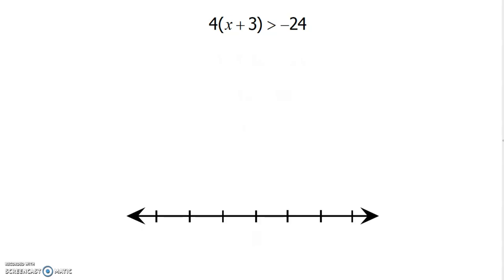For our first example, we are given 4 times the sum of x plus 3 greater than negative 24. So we're going to solve this just like we would a normal equation. We start with distribution. We distribute the 4 to get 4x plus 12 is greater than negative 24. Subtract the 12 from both sides, and we get 4x is greater than negative 36. Divide by 4, and so x is greater than negative 9.